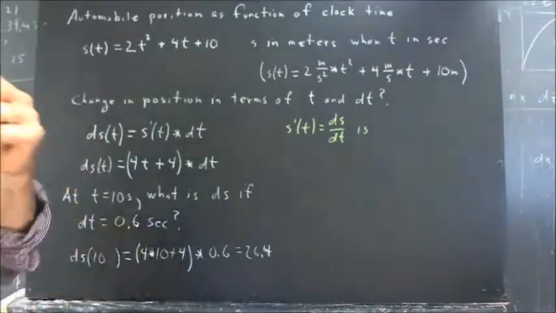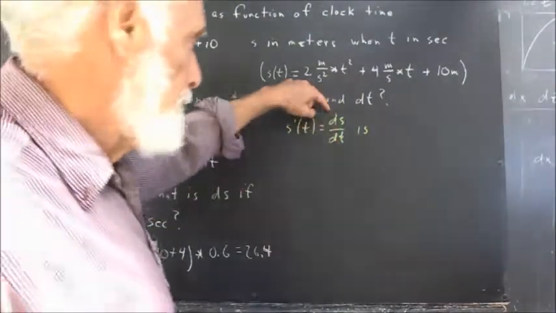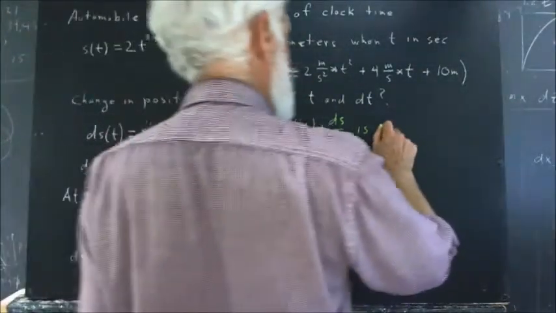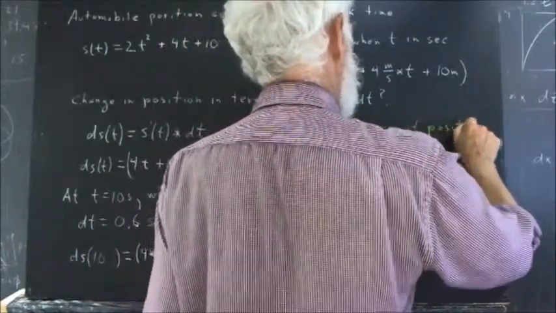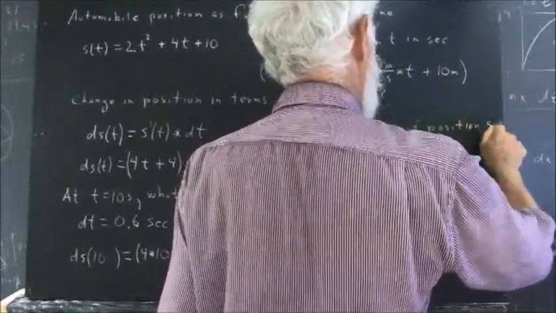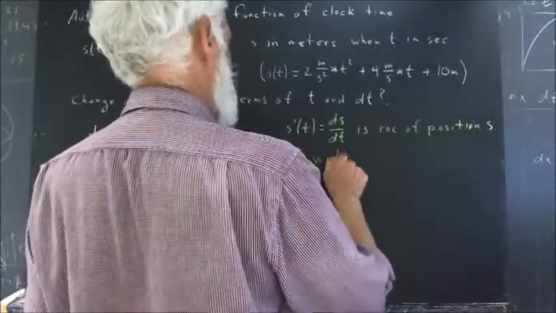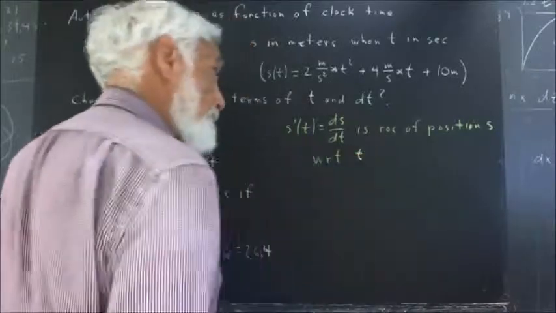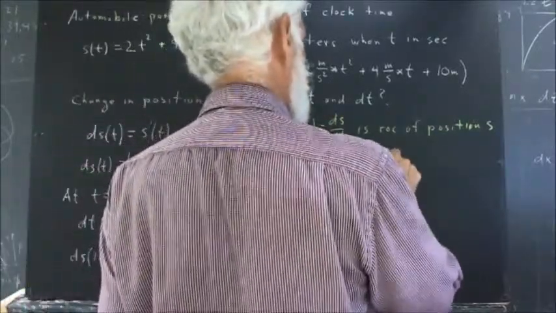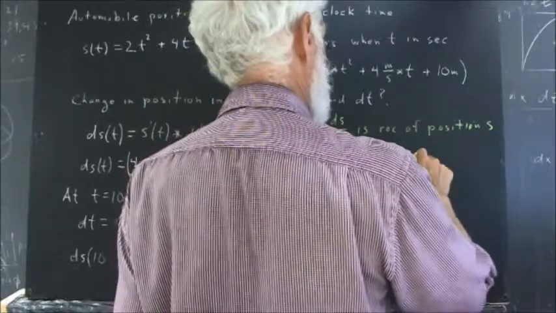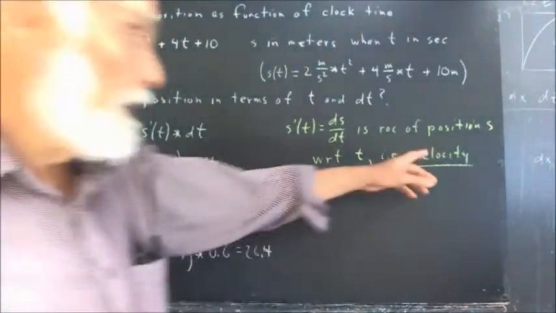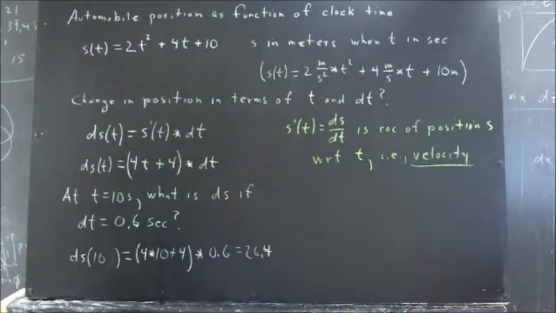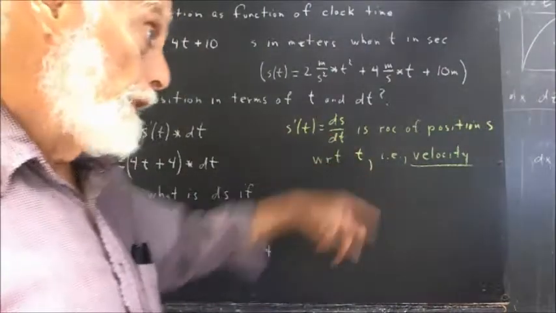So let's say exactly what we mean by this. This is the rate of change of the position S with respect to the clock time T. And that is exactly what we mean by velocity. That's exactly the definition of velocity. Okay, so that's how fast and in what direction we are moving.